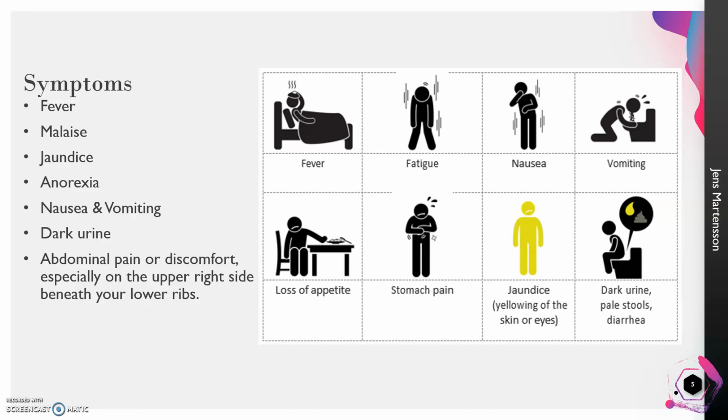If the person does develop Hep A, here are the symptoms. You have the fever, malaise, jaundice, anorexia, nausea and vomiting, dark urine, abdominal pain or discomfort, especially if it's located on the upper right side beneath your lower ribs, which is where your liver is located.